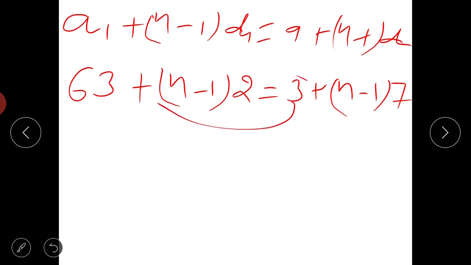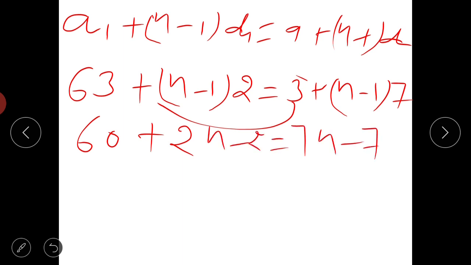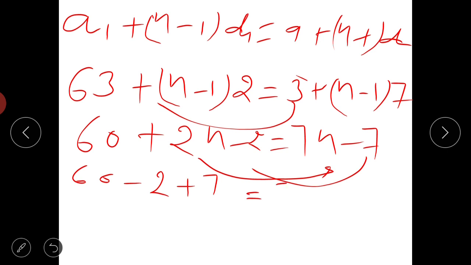So this is in plus, this in minus: 63 minus 3, then we can write 60 plus 2n minus 2 is equal to 7n minus 7. Transpose 7 to this side, and transpose 2n to this side. So what do you get? You get 60 minus 2 plus 7 is equal to 7n minus 2n.